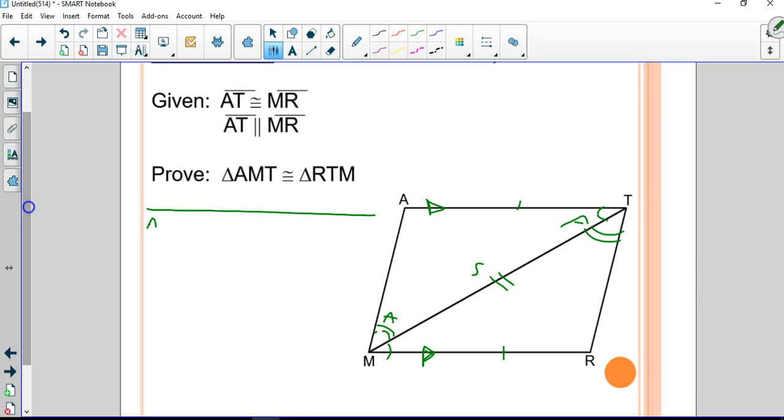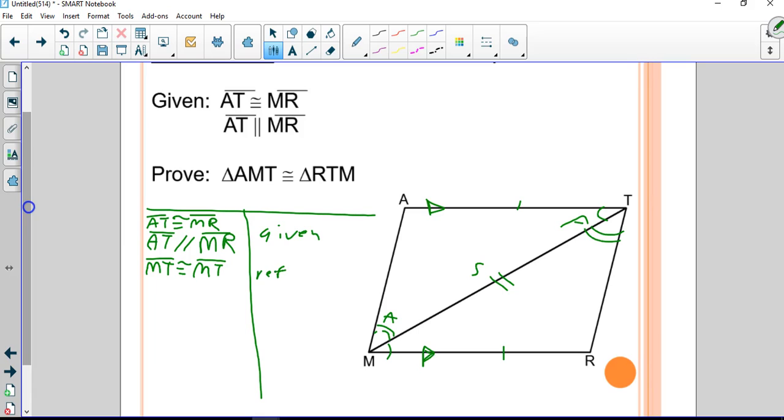So, given AT is congruent to MR, and AT is parallel to MR. Sometimes you see them standing straight up, sometimes you see them slanted. I usually slant mine. It's up to you. Again, that's our given. So, first off, you pick. We can say MT is congruent to itself, reflexive property.